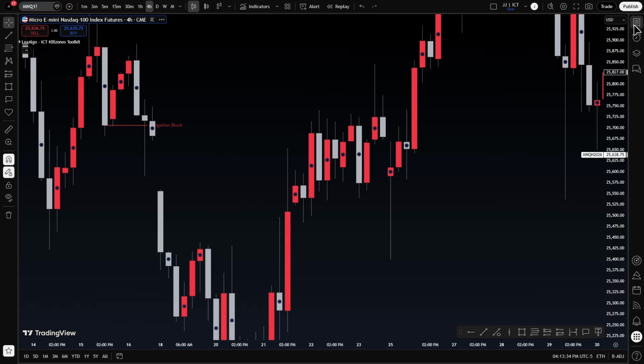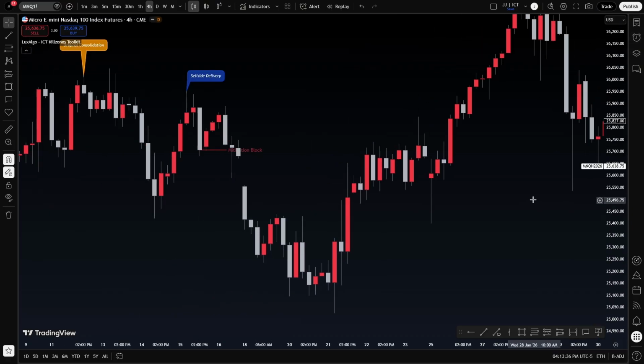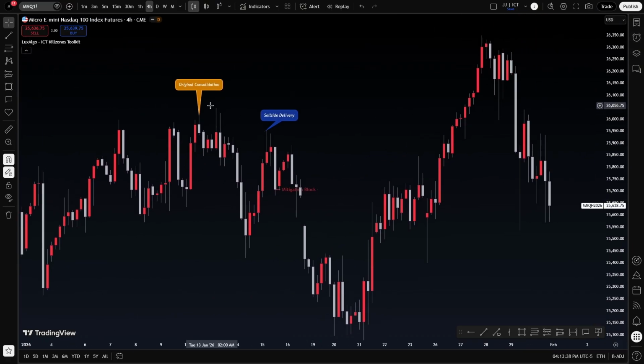At which, when we get above that original consolidation, that's where the majority, keyword, majority of those positions will be distributed, because that's the primary target. The high of the original consolidation would be your primary target for the entire market maker buy model. So that's your first target, but there are more targets. I'm going to show you that in just a minute.